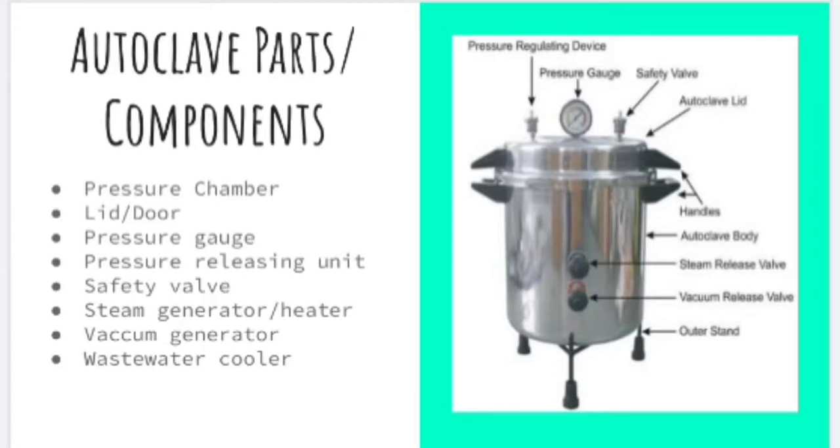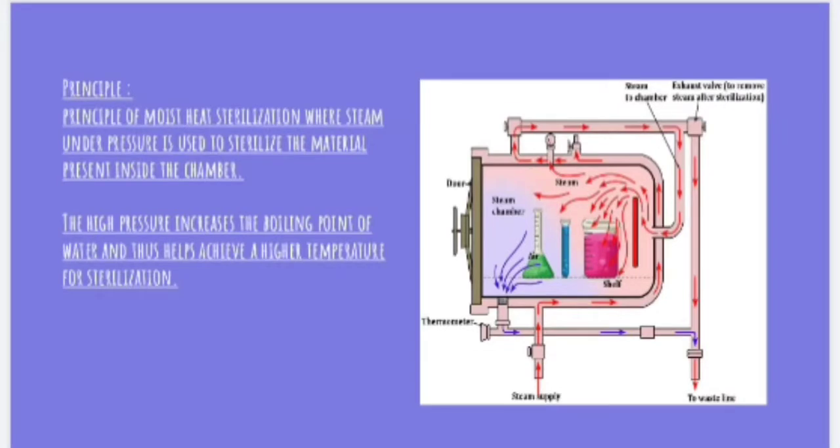And last part is wastewater cooler. Many autoclaves are provided with a system to cool the effluent before it enters the draining pipes. This system prevents any damage to the drainage pipe due to the boiling water being sent out of the autoclave. Now, the principle of autoclave or its working.